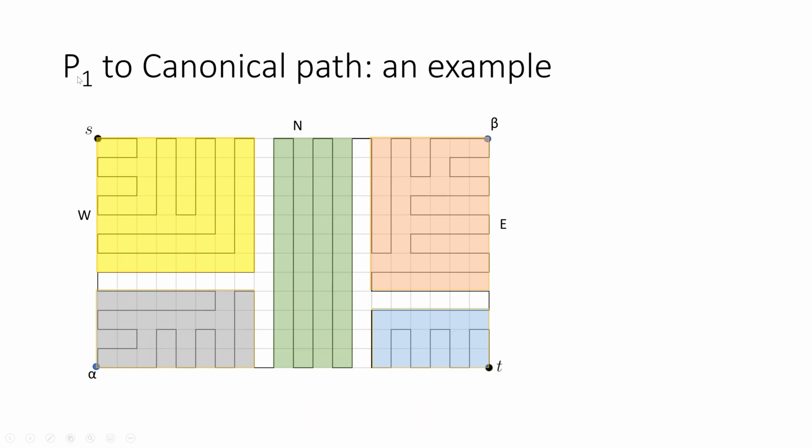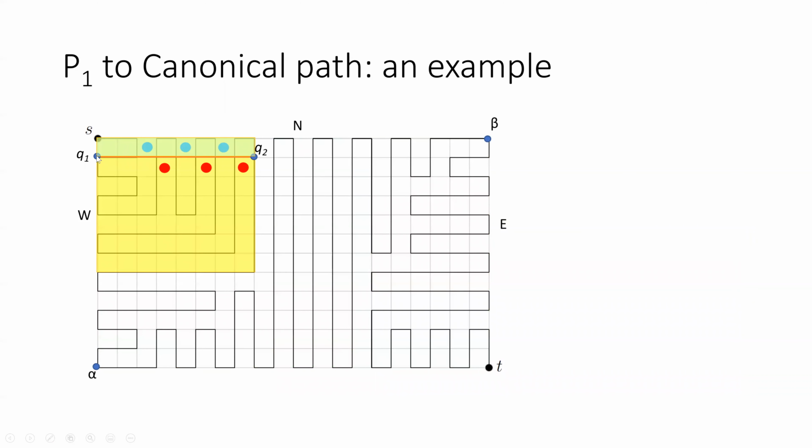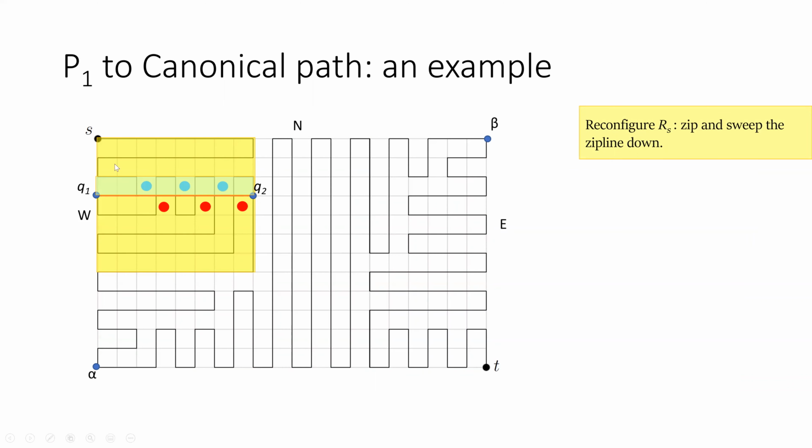So first, we start from P1 and we want to go to a canonical path. And when we discussed the regions, we said that our algorithm reconfigures the path region by region. So the first region we're going to reconfigure is this yellow region, RS. So we start with a zip line here, one endpoint on the west boundary and the other endpoint on the last corner separator that is farthest from S on the west side of our mid. And we're going to apply a zip, then sweep the zip line down 2 rows, and then find all the switchable cells and apply another zip.